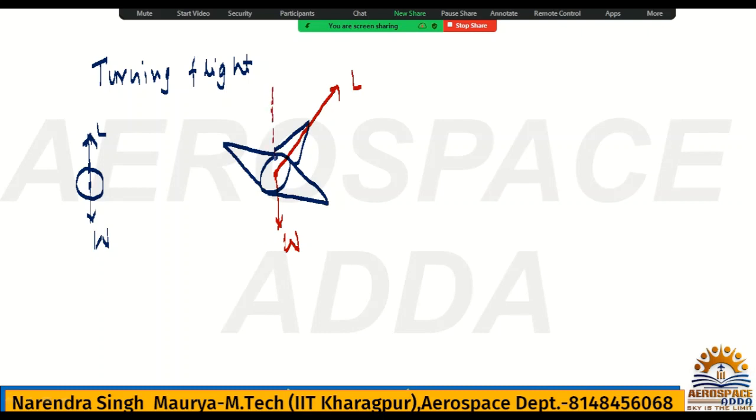This is the vertical plane. So from the vertical plane, it is tilted by phi angle. Okay. So this component will be L cos phi. Obviously, this side one more component of the lift will come, horizontal component. This will be L sin phi.